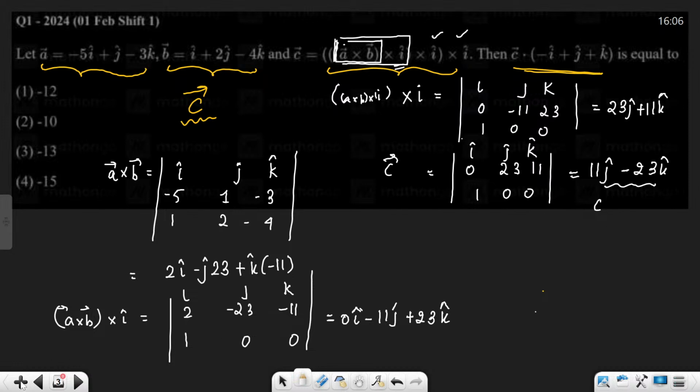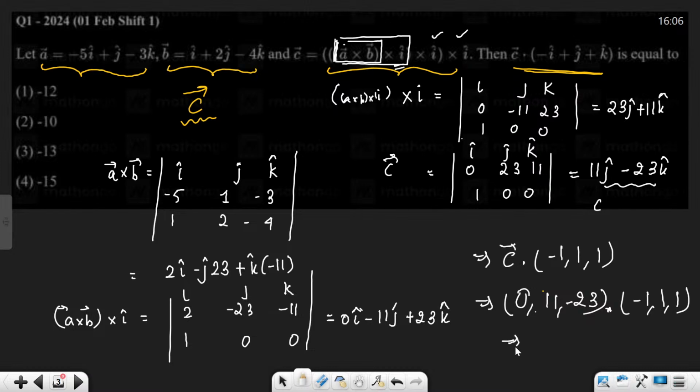Now once you have got the C vector, what we are going to do is C dot minus 1 comma 1 comma 1. So the final answer will be C, that is 0 comma 11 comma minus 23, dot minus 1 comma 1 comma 1, and this is going to become 0 plus 11 minus 23 is your answer. 11 minus 23 is minus 12. I can see one student is already telling ma'am minus 12 is the answer. So yes, minus 12 is absolutely right.